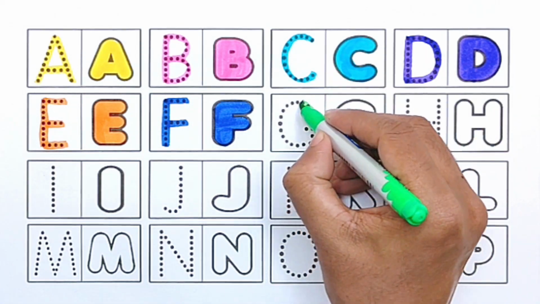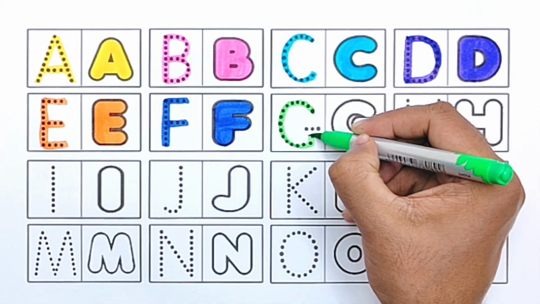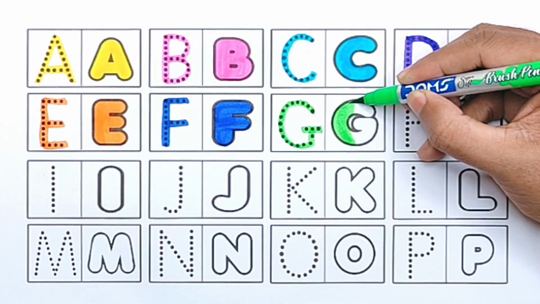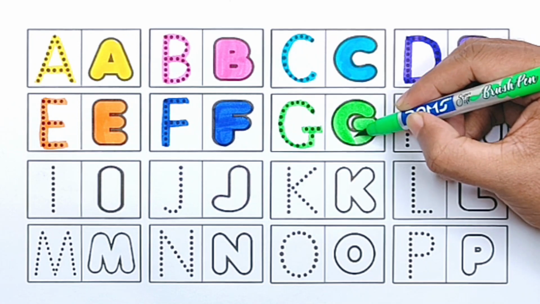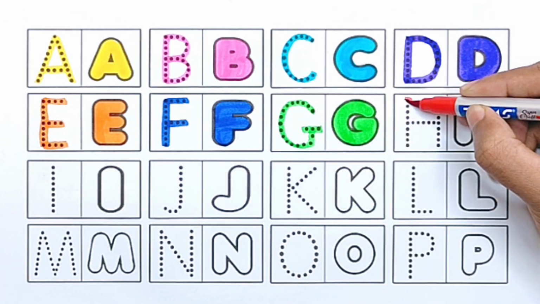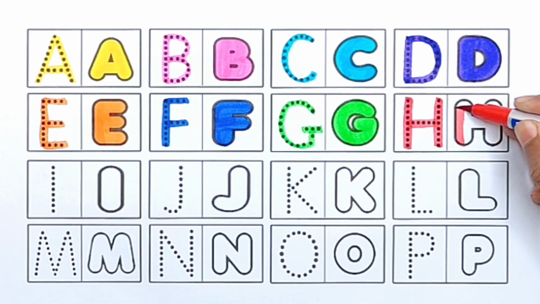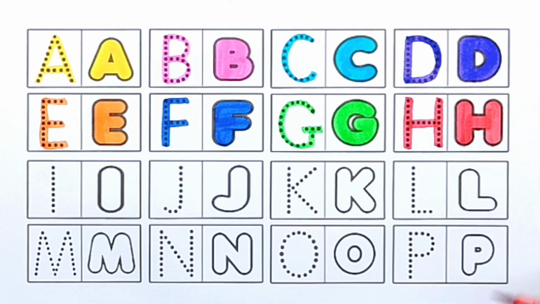Light green color. G for grapes. G for garden. Red color. H for hand. H for house.